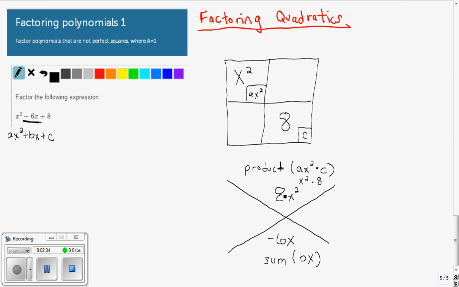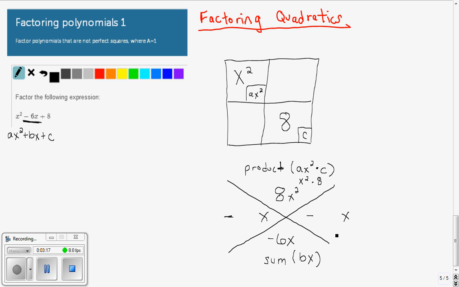So I'm going to use these two numbers, and I want to figure out what two factors multiply to positive 8x squared and add to negative 6x. Let's think about this. I know that if they add to a negative number, I have to have at least one negative number. Since they multiply to a positive, the only way that's going to happen and still add to a negative is if they're both negative. So I'm going to go ahead and write my negatives. I have to multiply to an x squared and add to an x, so I know that they're both going to have an x with them.